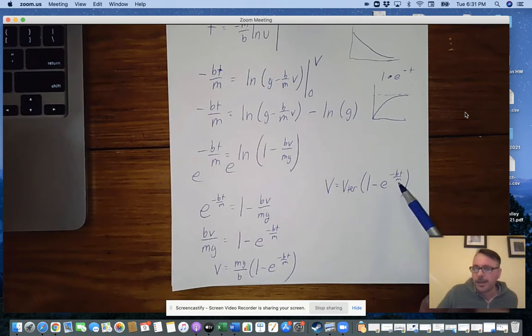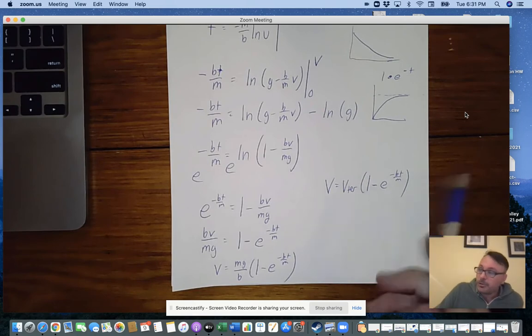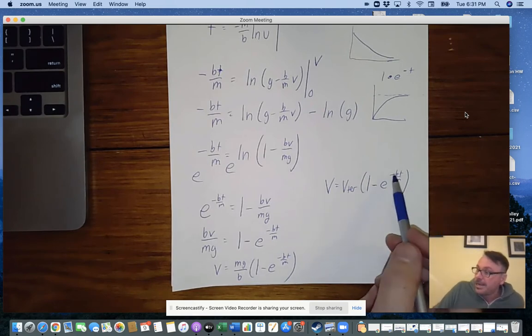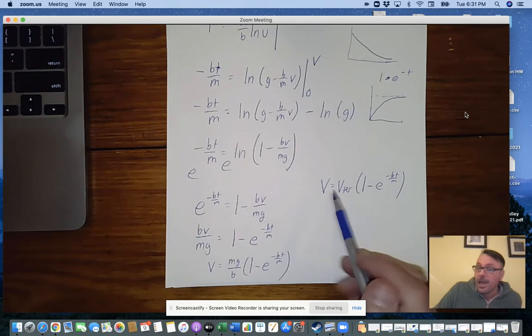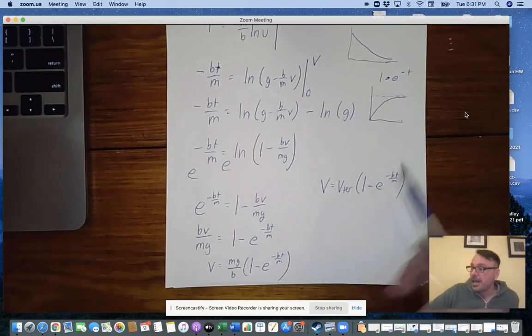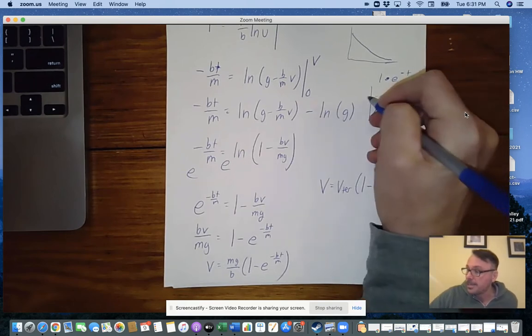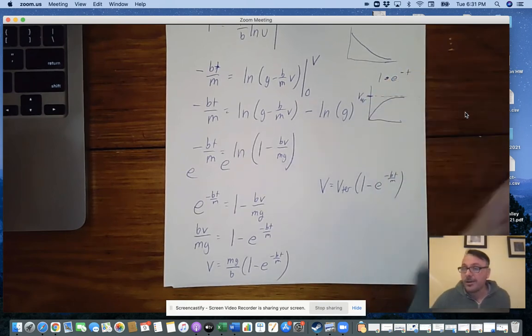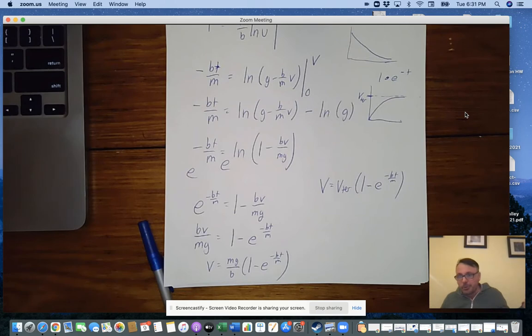Next, what happens after a really long time? Well, we take the limit of this expression as t approaches infinity. So e to the negative infinity, that term goes to 0, and the velocity just becomes the terminal velocity. So this shows that as time goes on, it approaches the terminal velocity, meaning that this asymptote here is the terminal velocity. Boom, there you go.